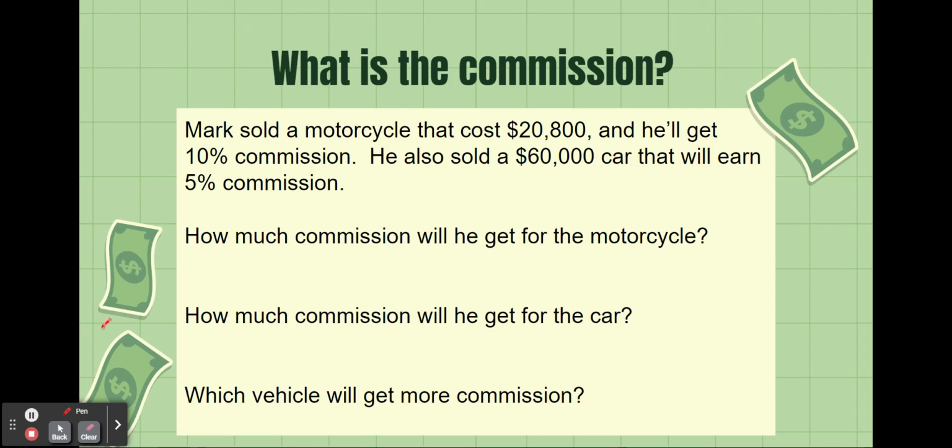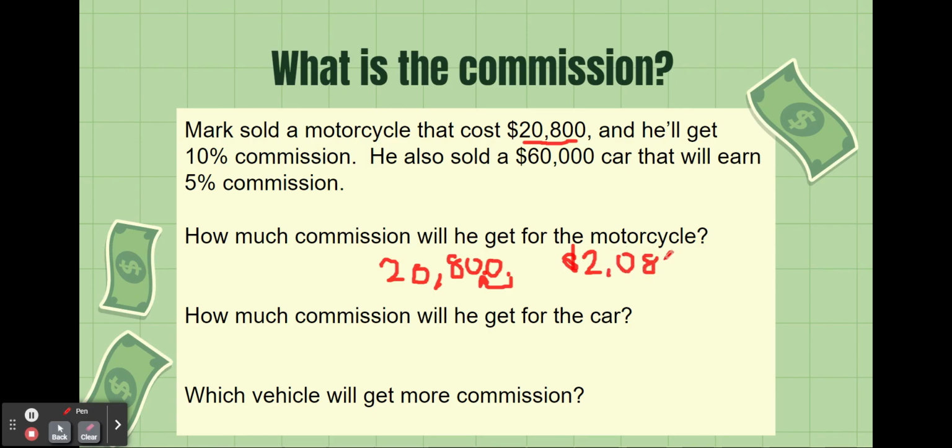And our last example today, figure out the commission. Mark sold a motorcycle that cost $20,800 and he'll get 10% commission. He also sold a $60,000 car that will earn 5% commission. The first part of this problem says how much commission will he get for the motorcycle? Since it was $20,800 in sales, we're going to take that decimal and shift it to the left one place. So that would give us 2,080.